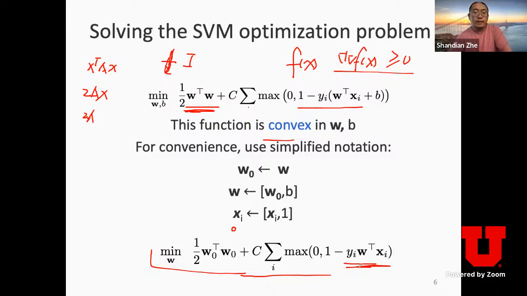And here, just to emphasize, this w0 actually corresponds to the original feature vector. So we use w0 transpose w0 plus this term. Then we now optimize the whole objective function with respect to w. Remember, w here includes both w0 and b. Any question?